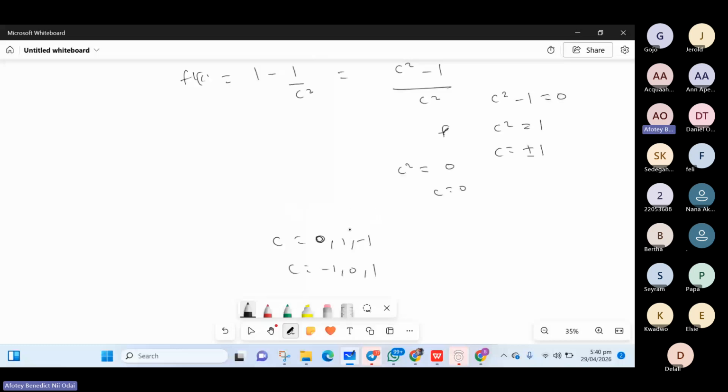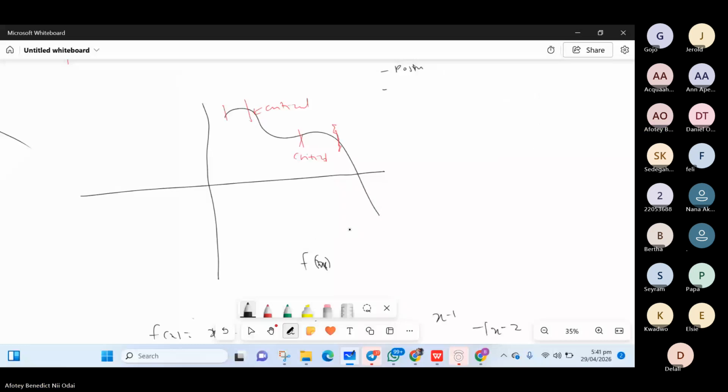Now, let's go back to our graph. So now we've gotten some critical points: -1, 0, and 1. Now we have to test whether it's increasing or decreasing. We know that between -1 and 0, the function is either increasing or decreasing, because there are no other critical points in between. So once we can show that it is increasing somewhere here, then we know that it is increasing on this interval. Once we can show that it's increasing between 0 and 1, then it's increasing in all this interval.